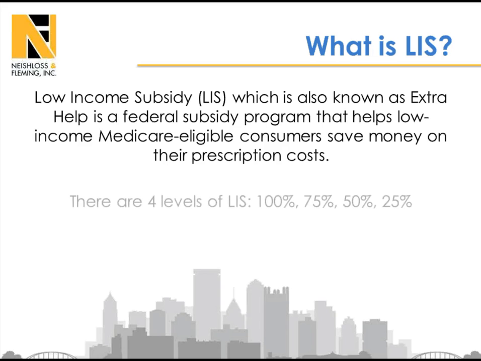So what is LIS? Low Income Subsidy, which is also known as Extra Help, is a federal subsidy program that helps low-income Medicare-eligible consumers save money on their prescription drug costs. Now, there are 4 levels of LIS. There's 100%, 75, 50, and 25. You may hear them referred to as level 1, 2, 3, and 4.